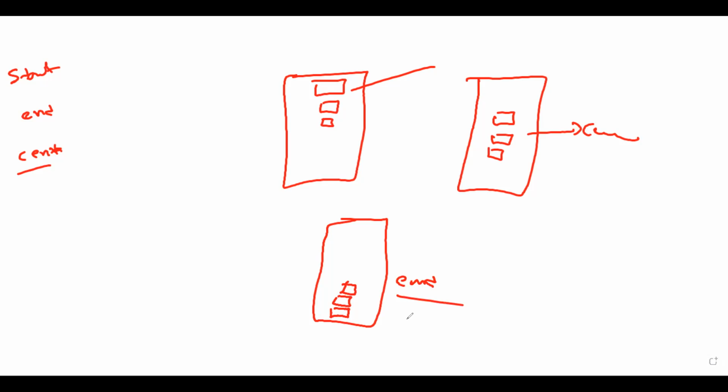Okay, so other properties: space between, space around, space evenly. Okay, so there are other properties also. I will explain them later. First, okay, so now this is a column.